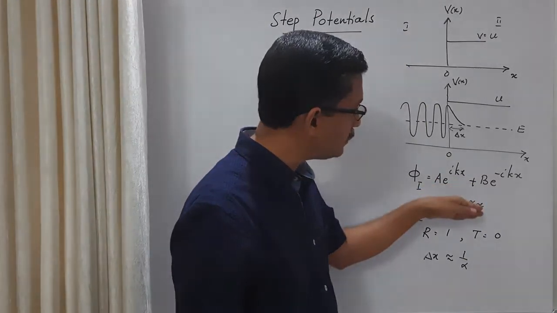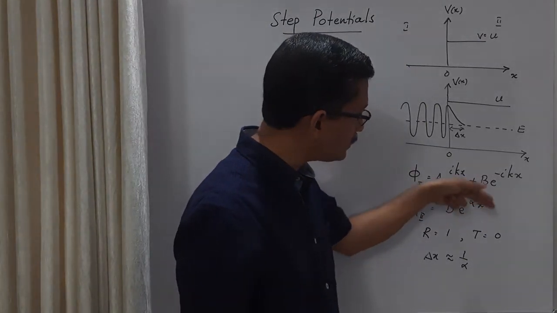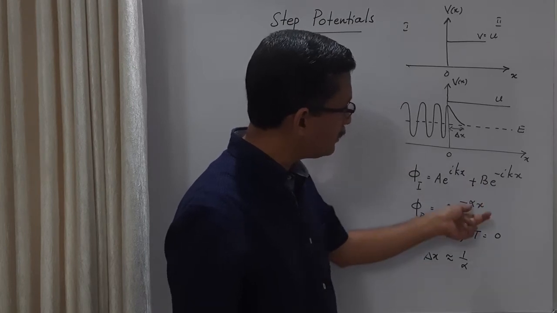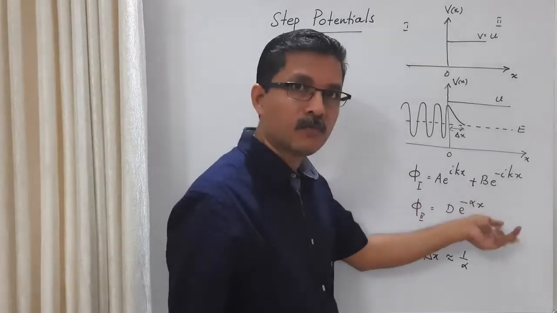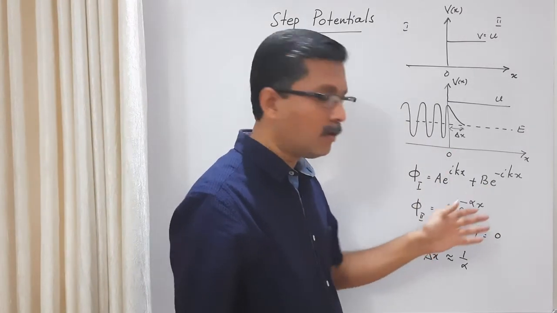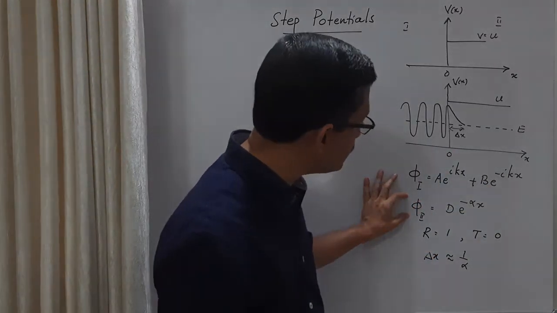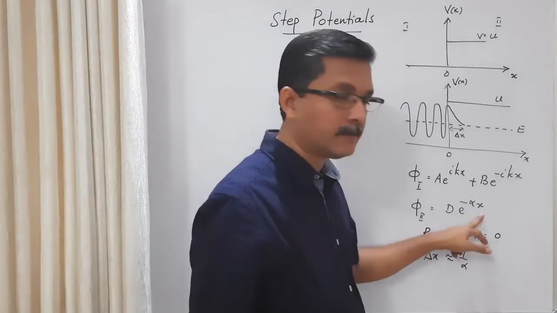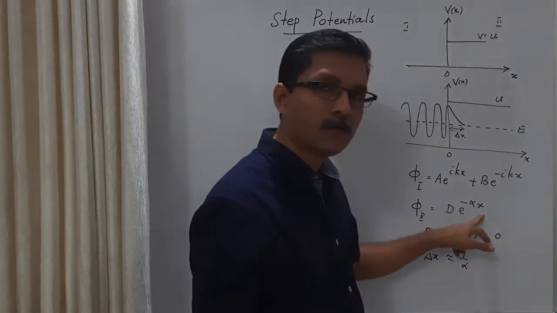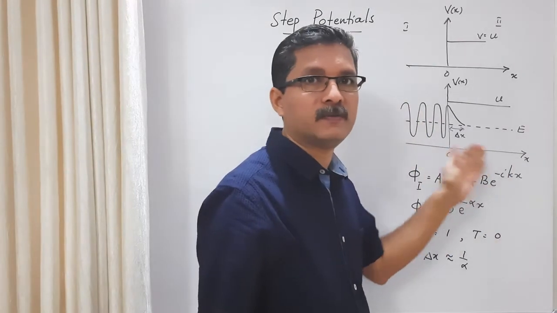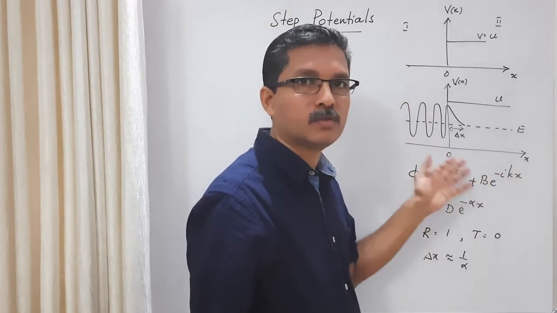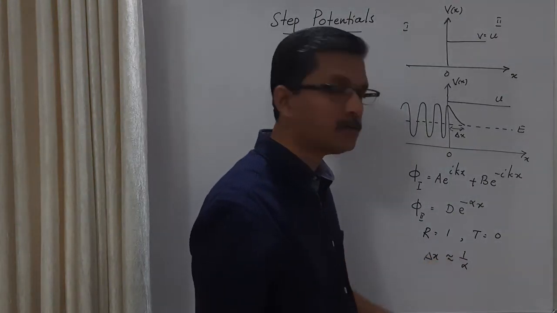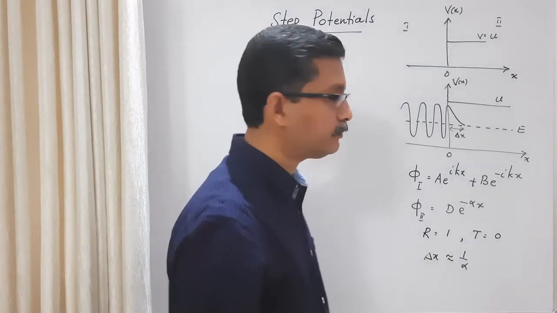So if delta x is 1 by 2 alpha, then it will be e raised to minus half, something like that. It keeps decreasing. Or if we talk in terms of probability density, which is proportional to e raised to minus 2 alpha x, if delta x is of the order of 1 by 2 alpha, probability density goes to e raised to minus 1. Okay, so in general we can say delta x, the penetration depth, is of the order of 1 by alpha.